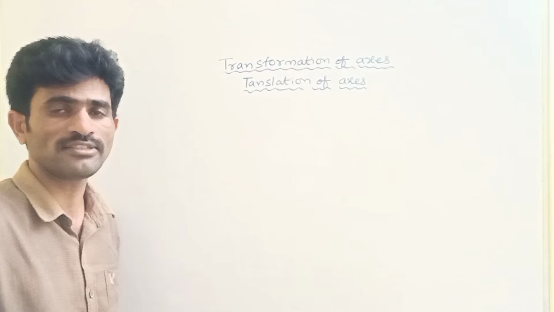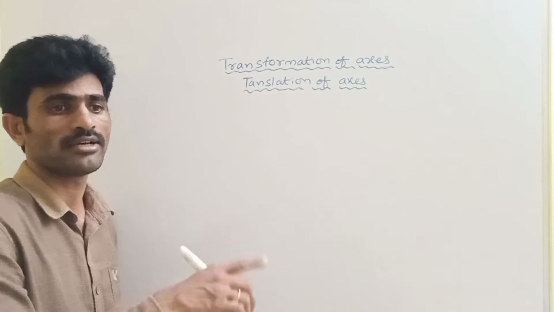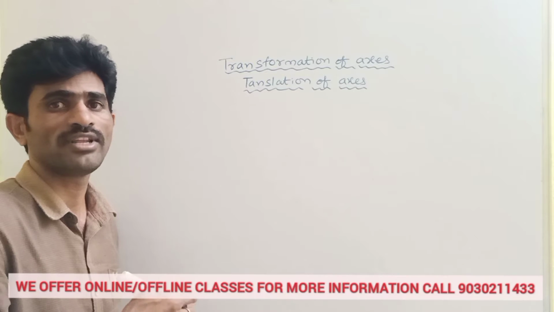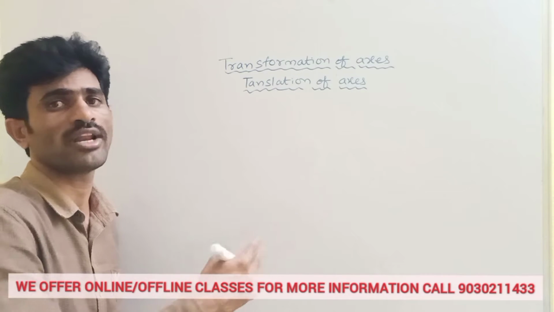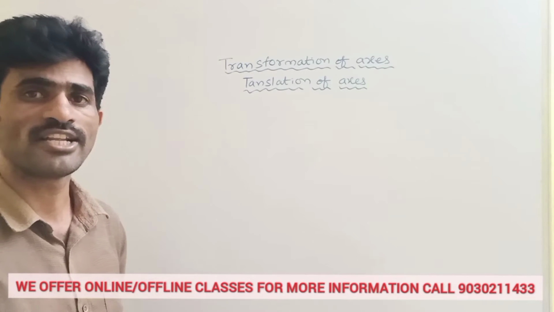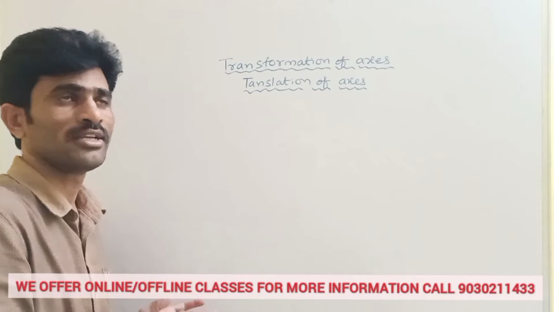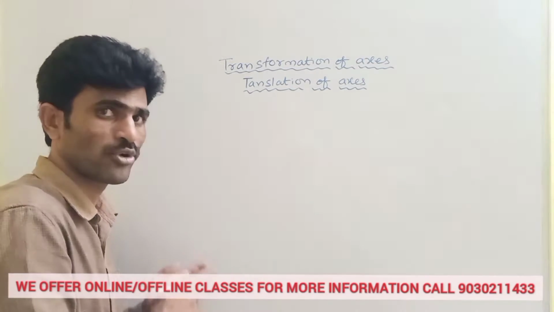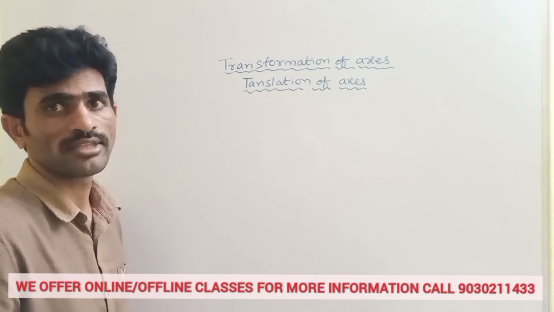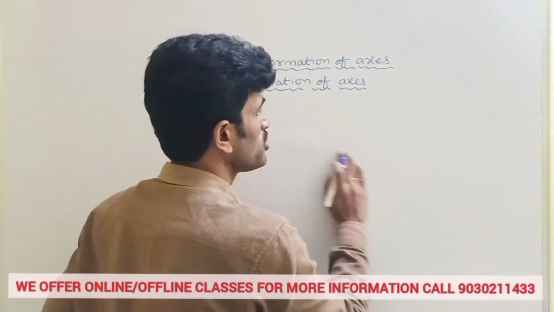Translation of axis means changing the coordinate system, that is the complete coordinate plane, by shifting the origin from one point to another point. We all know origin is 0, 0, the point of intersection of the x-axis and y-axis. Here we are shifting that origin from its original position to some other point. Then the complete coordinate system will be changed. Let us see how it will be changed.